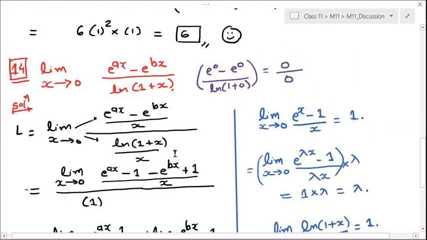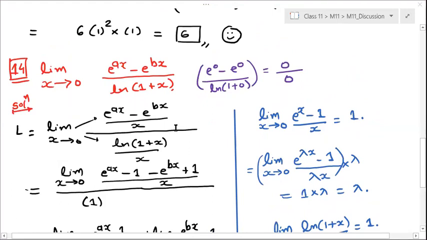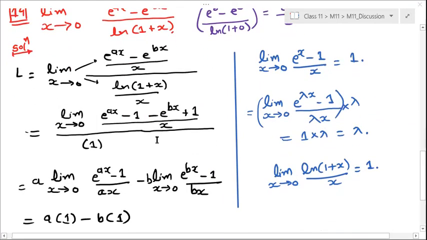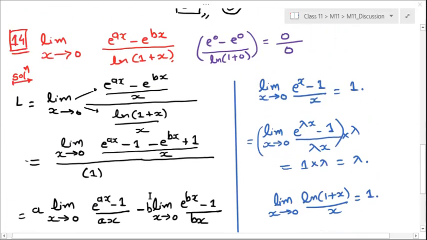Another way is by L'Hopital. Abhiram has written something in this. Yes, you can take e to the power bx common also. If you take e to the power bx common here, it will be e to the power a minus bx minus 1. Then, in both places, x, then multiply and divide by a minus b, so it will give you a minus b, and e to the power bx will reduce to 1. So both are right.